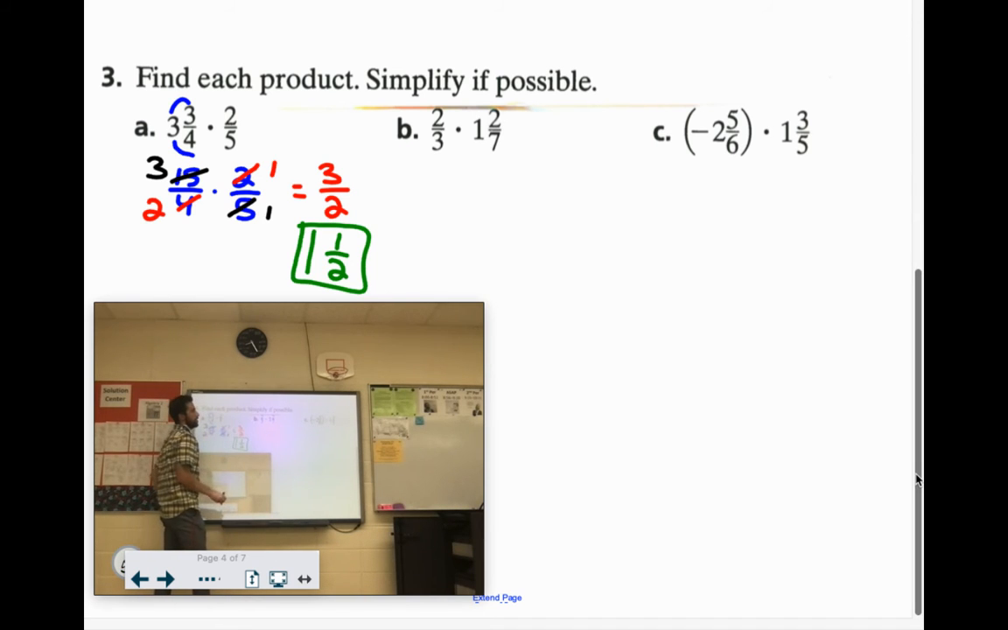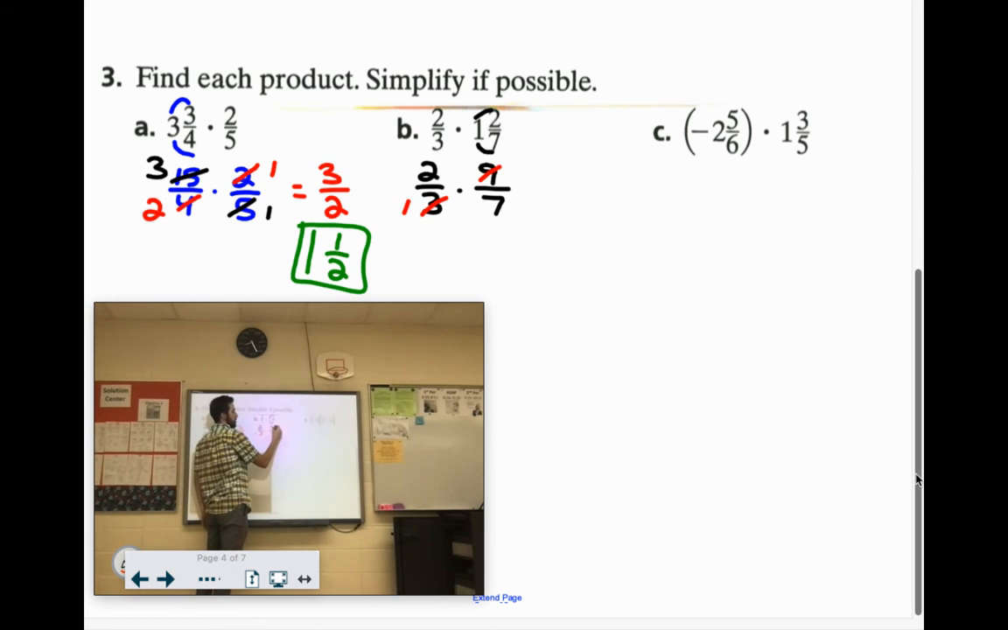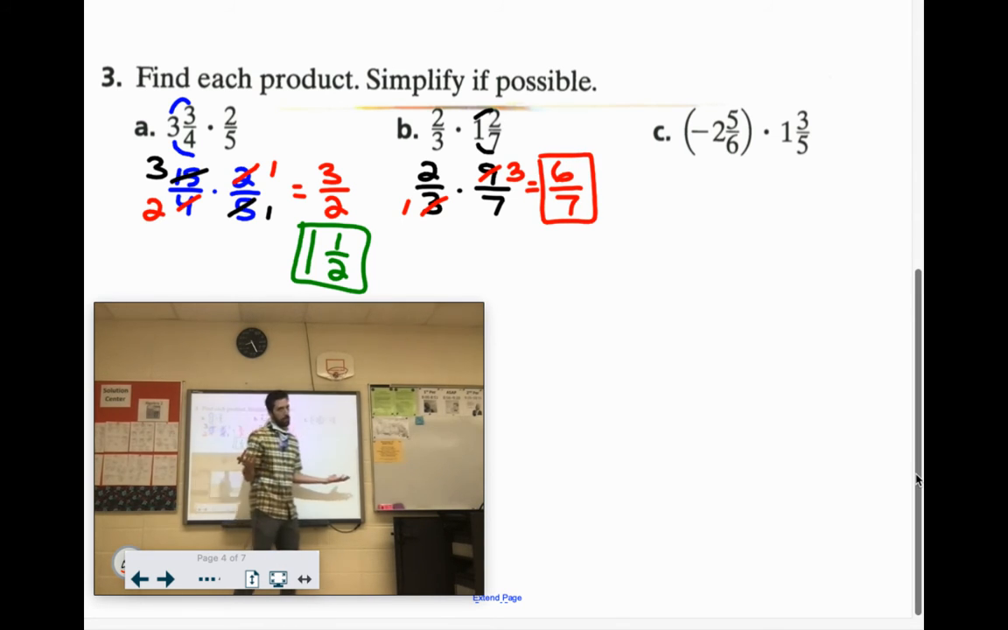All right, 2/3 times 1 and 2/7. 2 over 3 times 7 times 1 is 7, plus 2 is 9. 9/7. Anything to simplify? Does 2 have anything in common with 3 or 7? No. Does 9? Yeah, 9 and 3. 3 goes into 3 once, 3 goes into 9 3 times. 2 times 3 is 6, 1 times 7 is 7. You can't go mixed number. It's not bigger than 1.